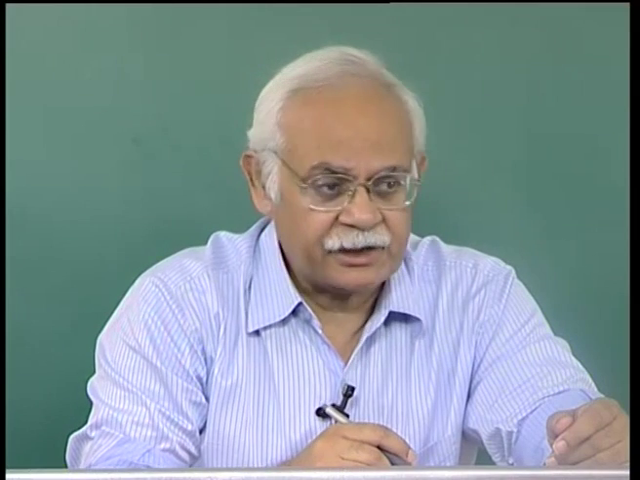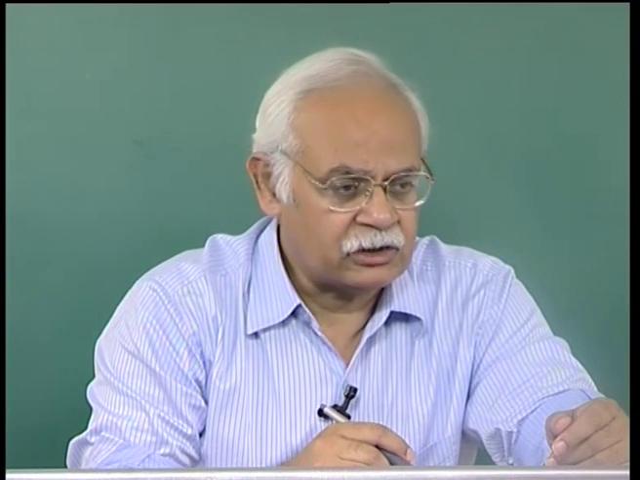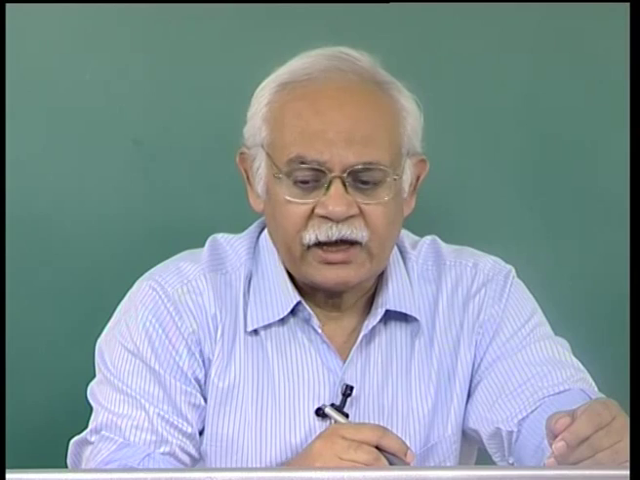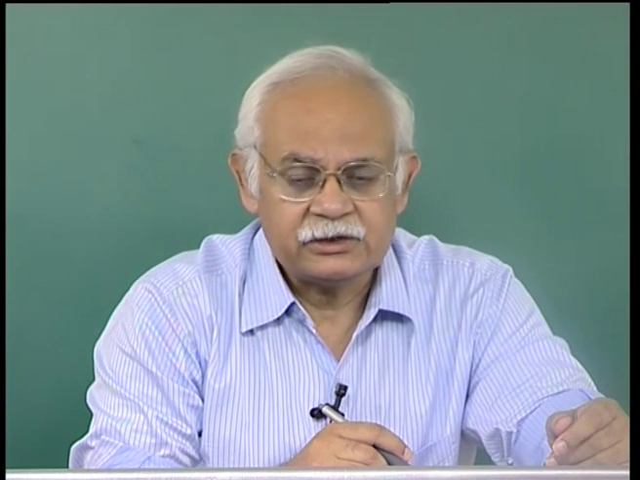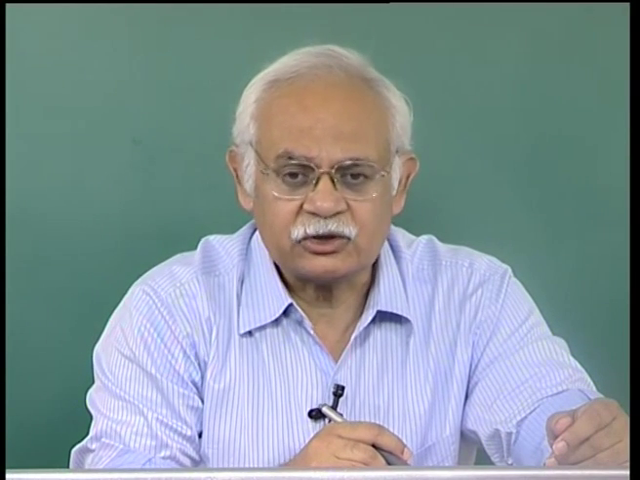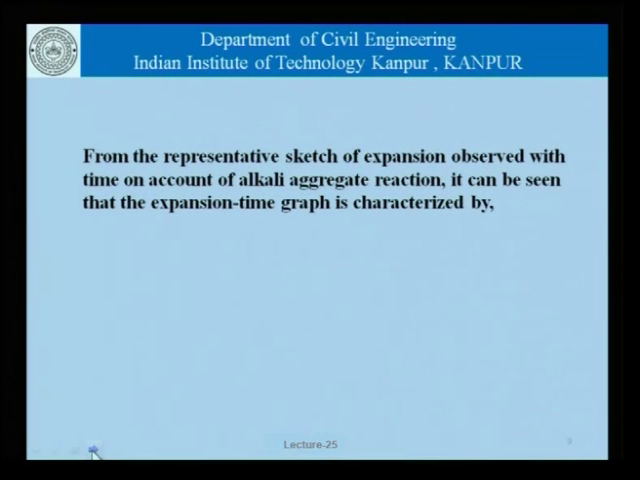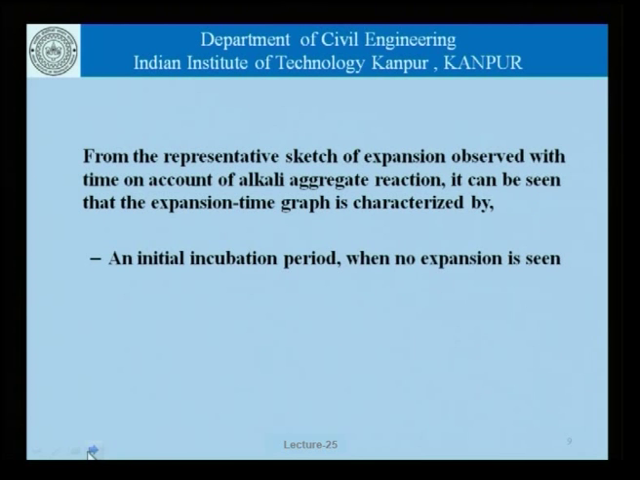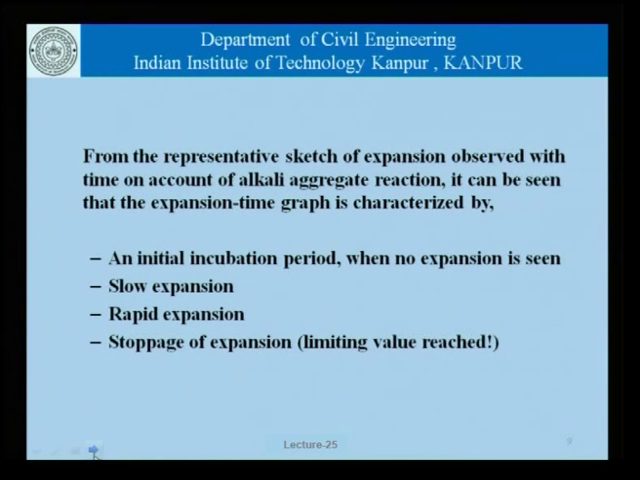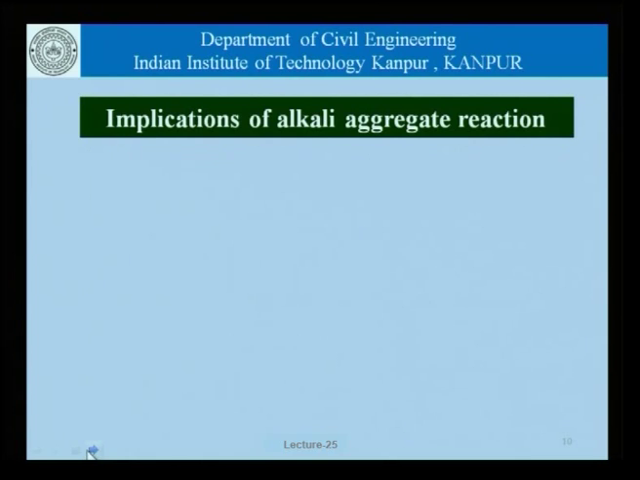Today we will spend some time looking at a model, or discussing how this reaction tends to stop or slow down over a period of time. Other characteristics that we can see from that graph is that there is an initial incubation period when no or very little expansion is seen, followed by some slow expansion, then rapid expansion, and finally a stoppage of the expansion after the limiting value has been reached.